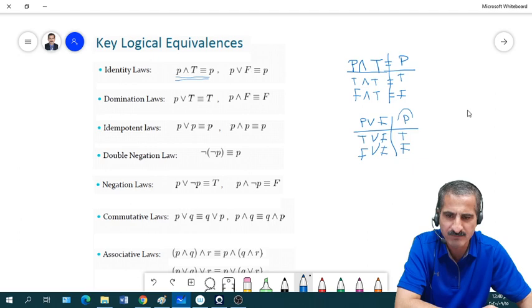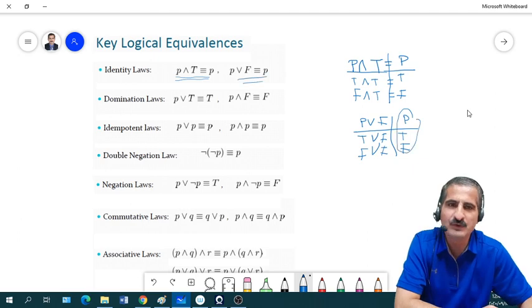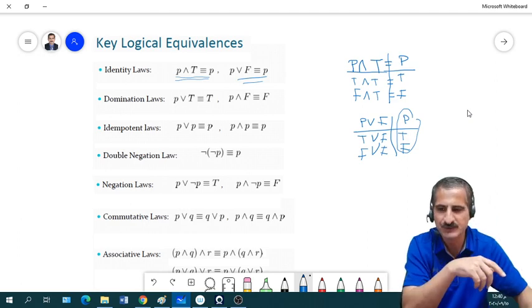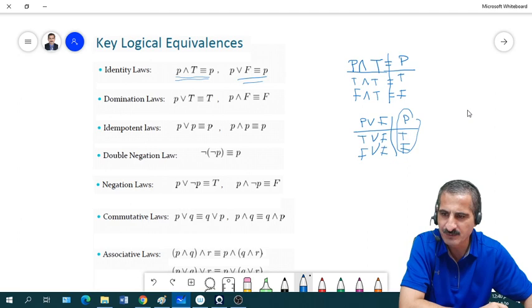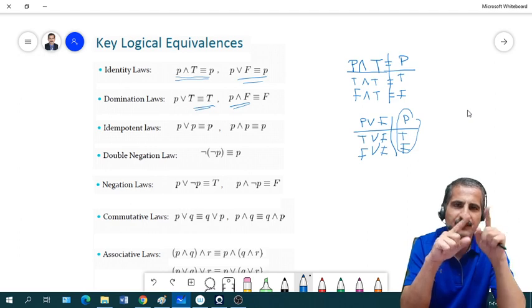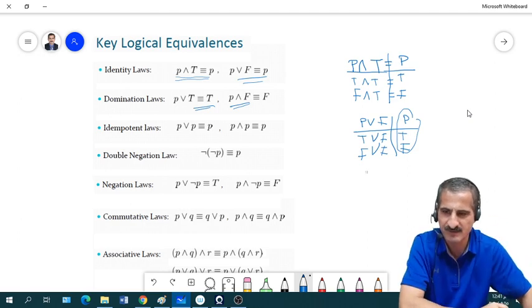Now, P or true: the disjunction, the or, will be true if one of the propositions at the sides is true. So whatever P is, then we get true. So remember this, we will use them. P and F: the conjunction, if it has an F at one of the sides or both, then the result is F. So whatever P is, P and F is F, is false.